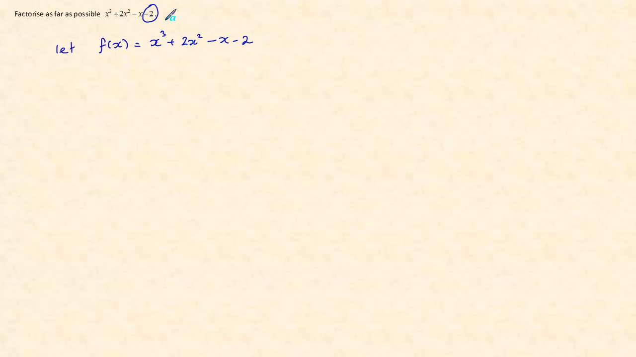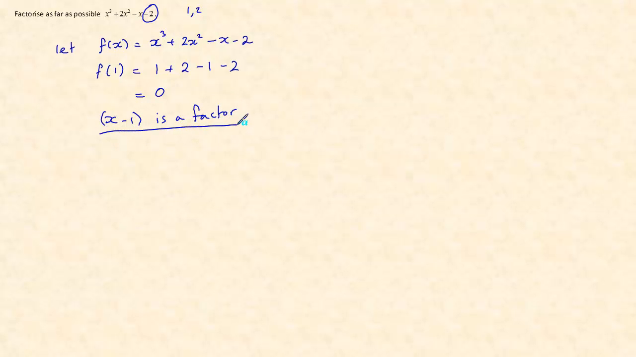We only need to try factors of 2, so 1 and 2, and of course negative 1 and negative 2. So let's start with f of 1. That's going to be 1 plus 2, take away 1, take away 2, which is equal to 0. So straight away that tells me that x minus 1 is a factor.